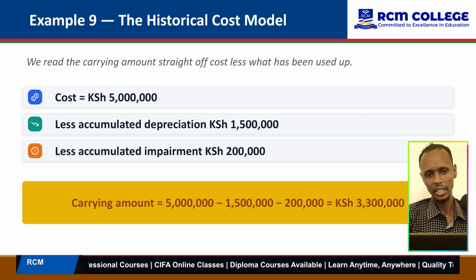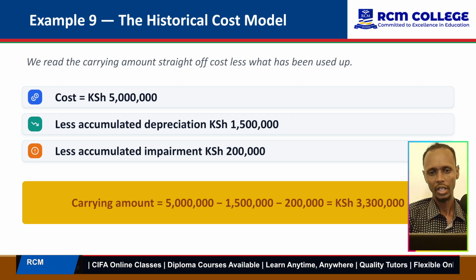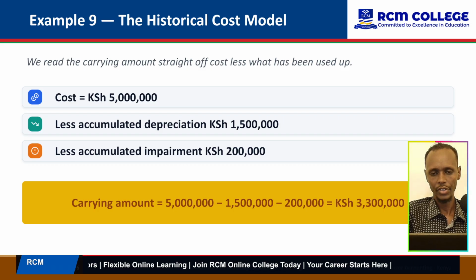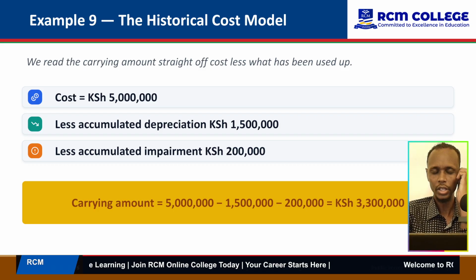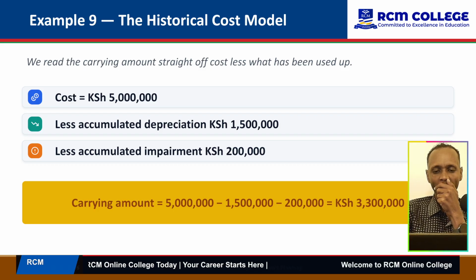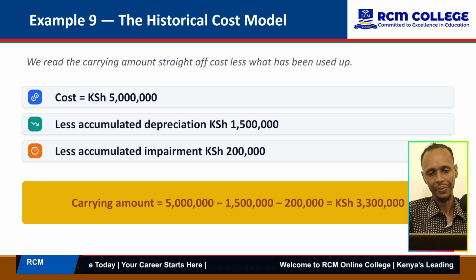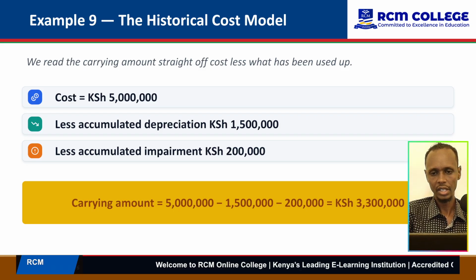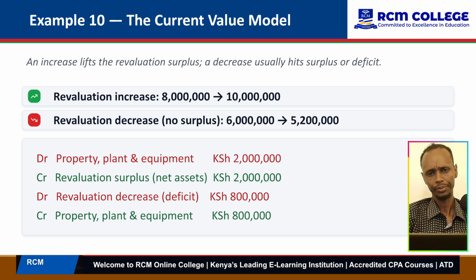Okay. Historical cost model. We say let us assume cost is 5 million, the accumulated depreciation is 1.5, the accumulated impairment is 200. So 5 million minus 1.5 minus 200, that is 3.3. The carrying amount or the net book value is 3.3. The current amount or the NBV is 3.3.